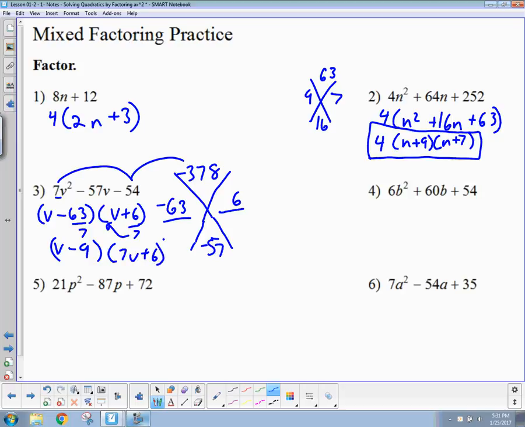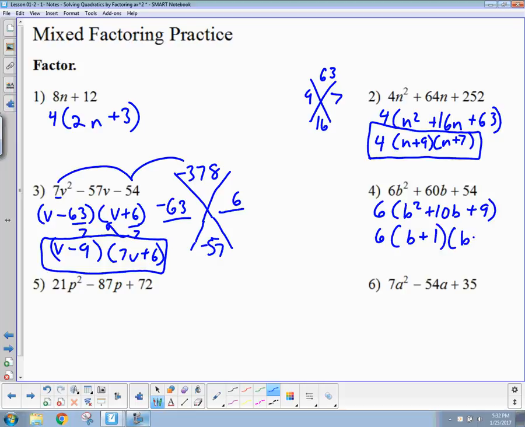Number 4. I'm pretty sure 6 can go into 54 9 times, so I'm going to factor everything out by 6. b squared plus 10b plus 9. Guys, when you start getting good like this, you can start looking at these things and say, I know what it is. If that's a 9, it's probably going to be b plus 1 and b plus 9, because in your head, you're going to know 1 times 9 is 9, and then 9 plus 1 is 10. Okay? Notice I didn't use an X this time because I'm starting to get good at this.